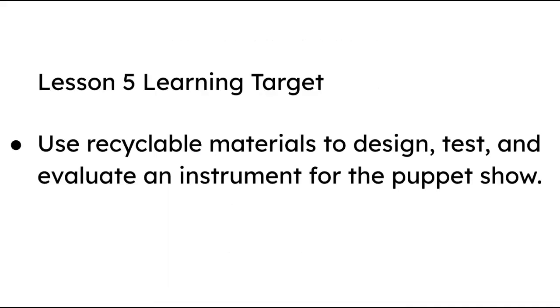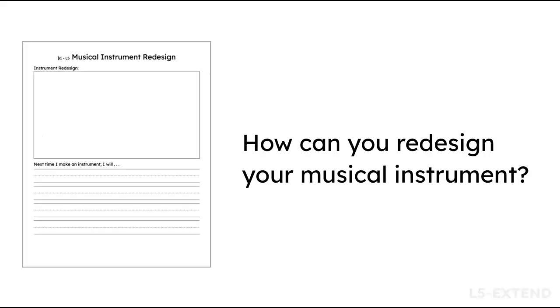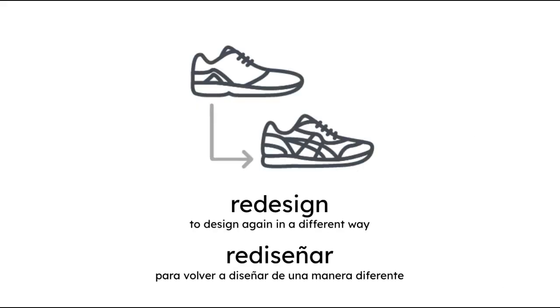By the end of this lesson, students will have used recyclable materials to design, test, and evaluate an instrument for the puppet show. In Lesson 6, students will begin to explore how to use light in the puppet show by investigating how light affects what we see. For the optional Extend, students can go to Step 7 of the engineering design cycle, Redesign, to make any final tweaks to their instruments. They can use their Musical Instrument Redesign Student Journal page to redesign their instrument. You can go over the Redesign vocabulary card.